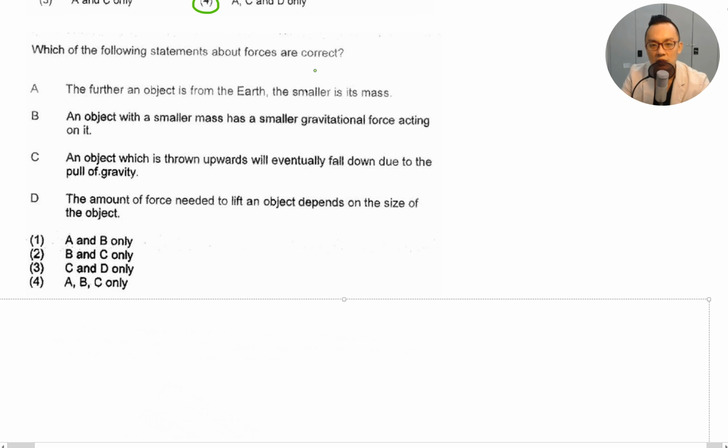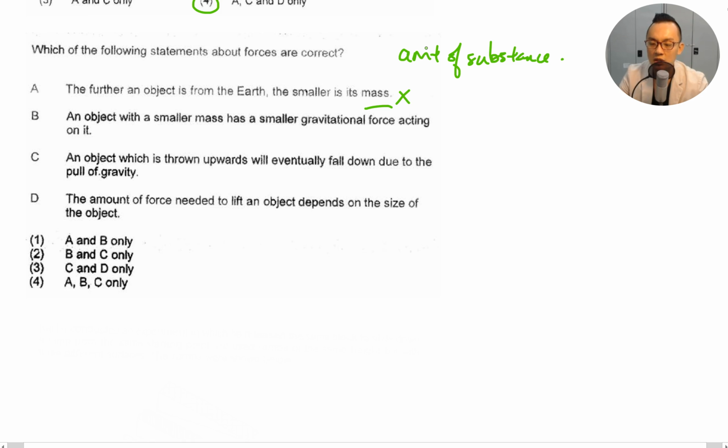Which of the following statements about forces are correct? The further an object is from Earth, the smaller is its mass. This is wrong. The mass is the amount of substance in a body, or in a thing. So it doesn't change, no matter where you are. But the weight will change, because weight is the gravitational force acting on the body. So the further an object is from Earth, the smaller is the mass? Nope. The correct statement is that the mass is the same.